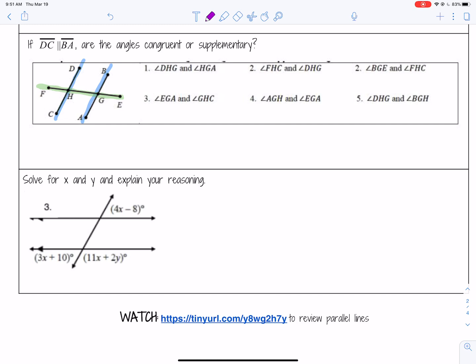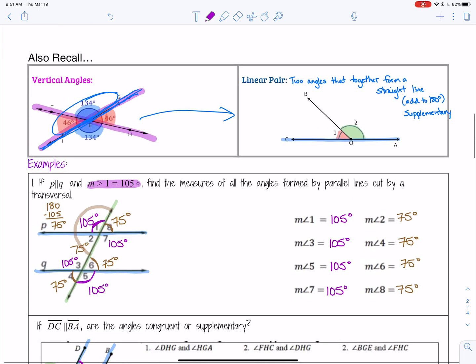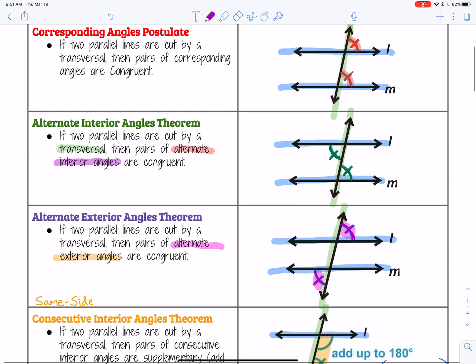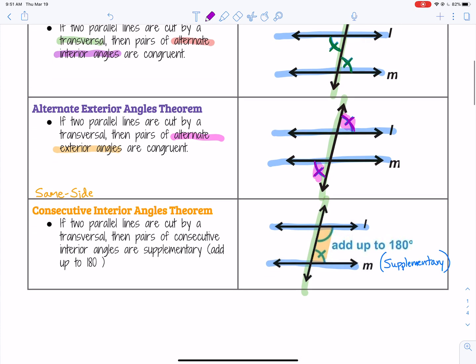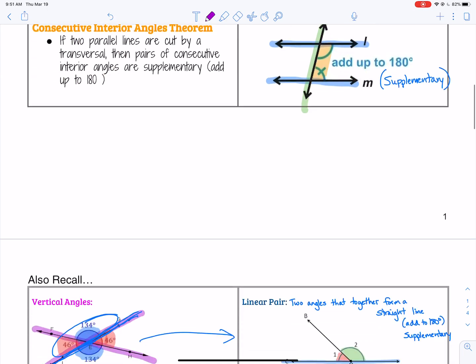DHG. So DHG would be this angle right here, and angle HGA. So HGA is that angle right there. So we want to see if they're congruent or supplementary. So let's review a few things. Just take a look back over here for a minute. We had 3 postulates or theorems that state that angles are congruent. If they are corresponding, if they are alternate interior, or if they are alternate exterior, the angles are congruent. The only time they're going to be supplementary is when they're consecutive interior angles, or they're on the same side of the transversal. They're sitting right next to each other.